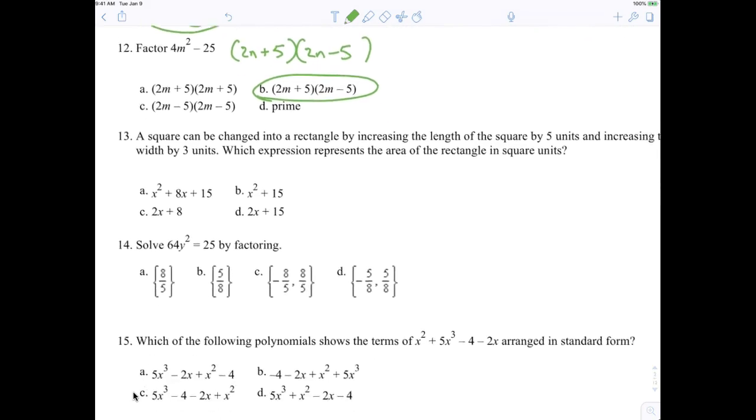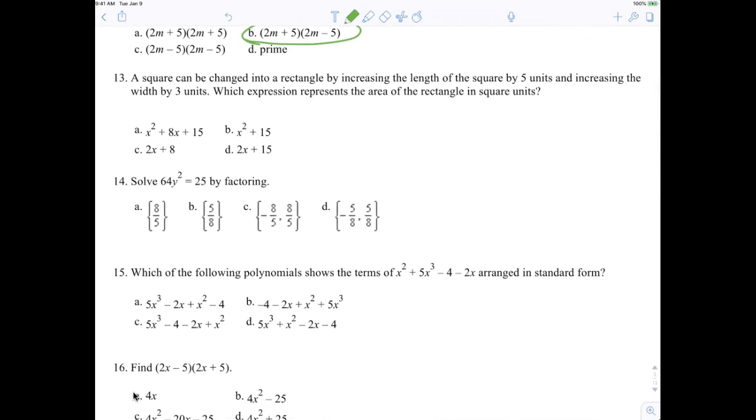All right, now let's read this word problem, see if it's hard. A square can be changed into a rectangle by increasing the length of the square by 5 units and increasing the width by 3 units. All right, so the first thing I want to do is let's just visualize a square, right? So what is the length of the side? Do we have any idea? No, we don't, do we? So it's going to be what? X and X. Because it's a square, it's the same.